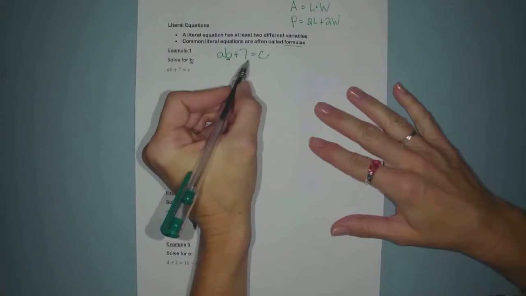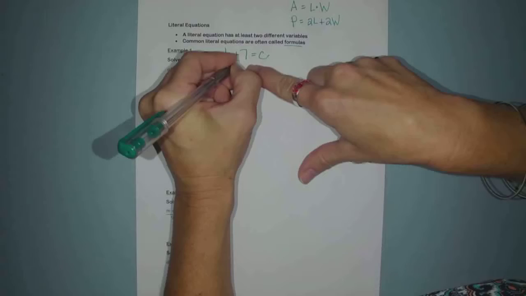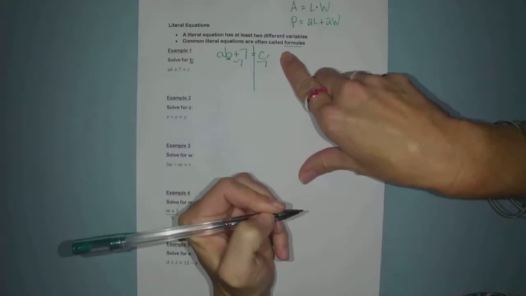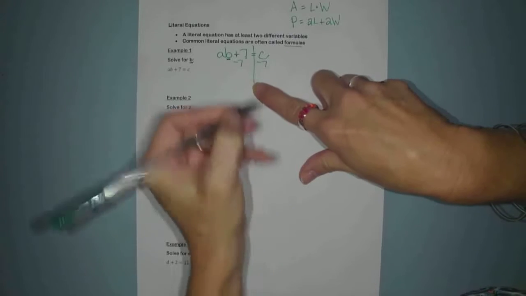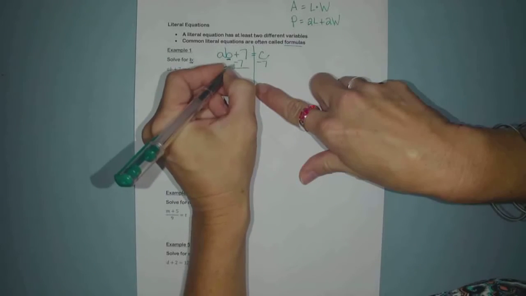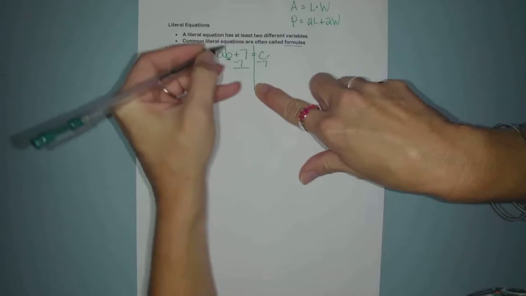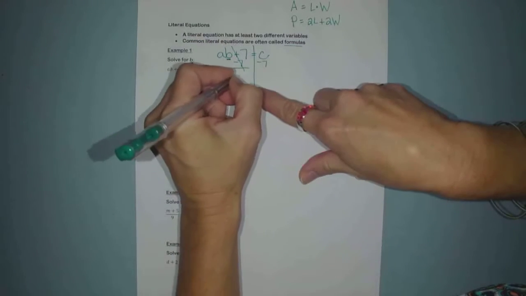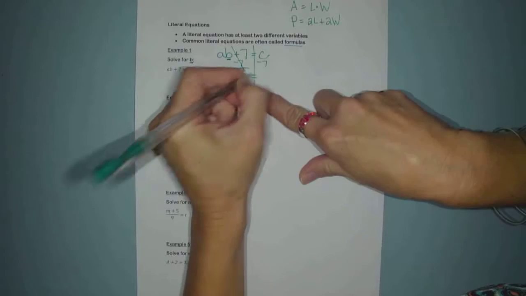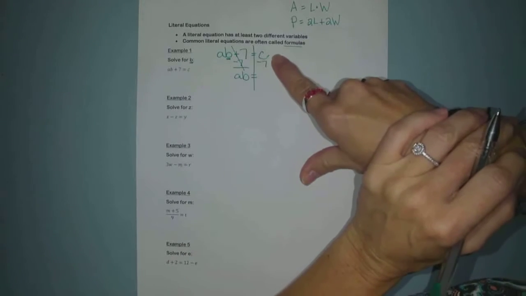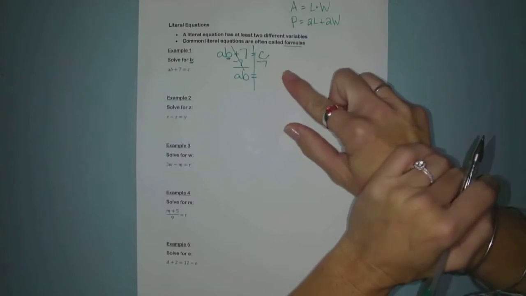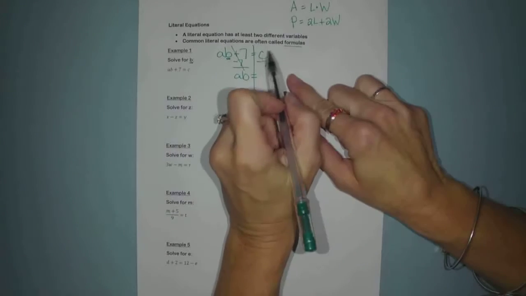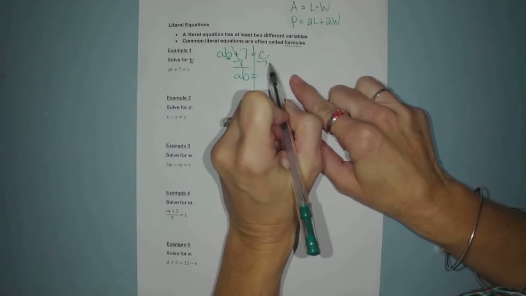So the way to get rid of a positive 7 is to subtract 7 from both sides. And some of you like to draw that line down the middle at your equal sign. So you know positive 7, negative 7, they're inverses, so they're going to cancel to 0. And so on this side, you're left with A times B equals, now here's where it gets a little strange. You're going to write this side exactly the way it reads, C minus 7.